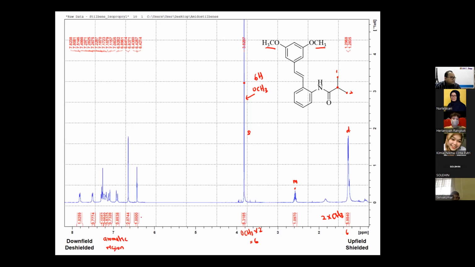Okay, you can see this integration is number 1, and this integration is number 2. Well, you can see the aromatic region here. This is proton number 1. This is proton number 2.